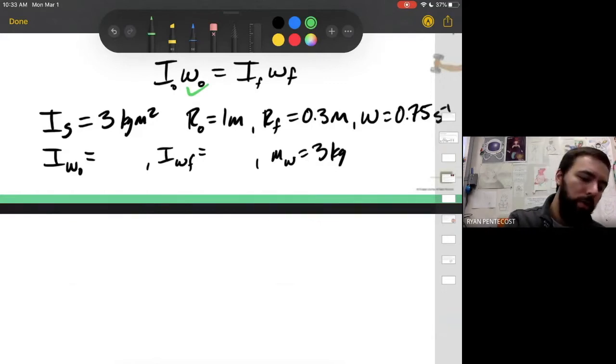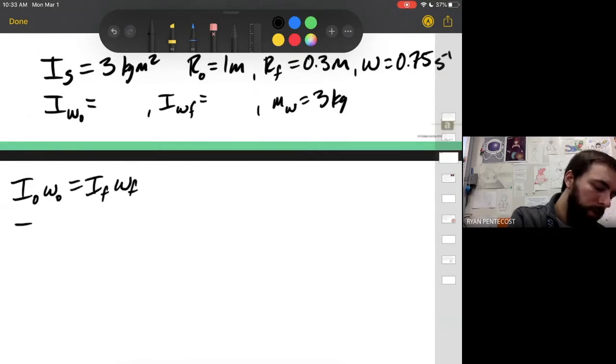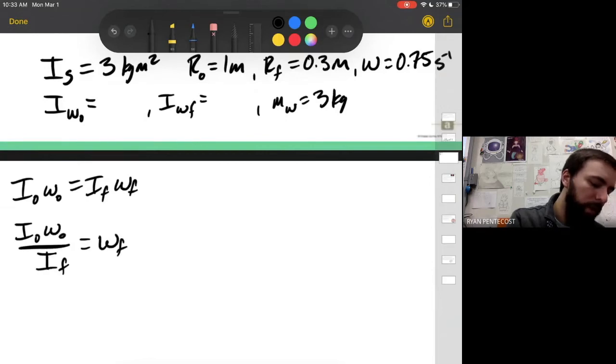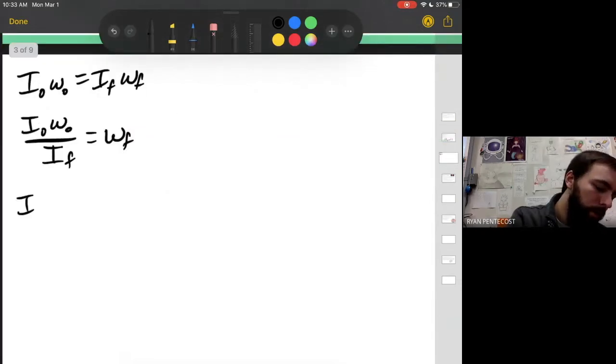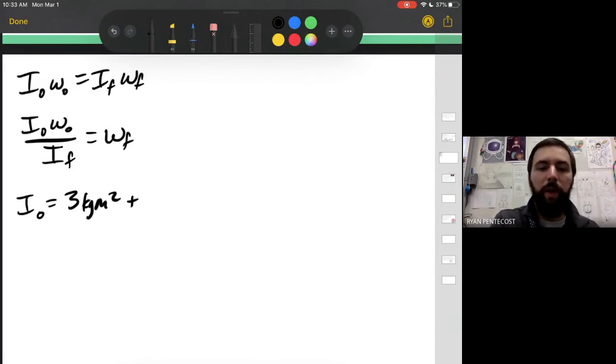But what we want to solve for is omega final. So let's first solve for omega final. We've got I initial omega initial equals I final omega final. So if we take I naught omega naught divided by I final, you get your omega final. But we need those values. So let's find our initial moment of inertia. We start with 3 kilogram square meters from the student and the stool, but we're now asked to find the moment of inertia of the weights as well, because that is going to be the change here.